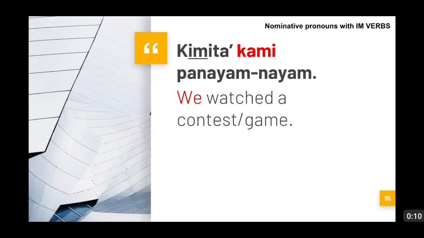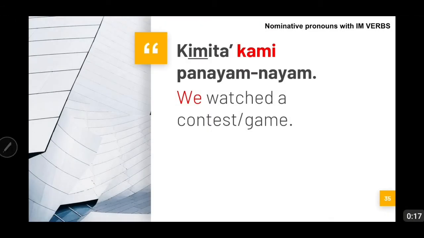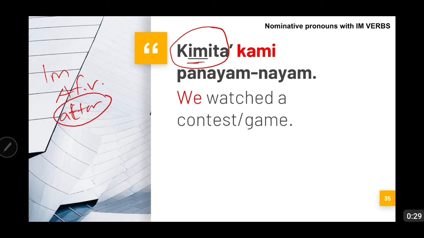Another example, we have Kimita kami panayam-nayam. Here, we have the verb kimita, which is an im verb. Again, an im verb is an actor-focused verb. It means its focus is the actor of the verb. So now the focus would be the nominative pronoun kami, or we. Therefore, the pronoun kami is the actor of the verb kimita. Then panayam-nayam is the object. Panayam-nayam means contest or game. So, we watched a game.